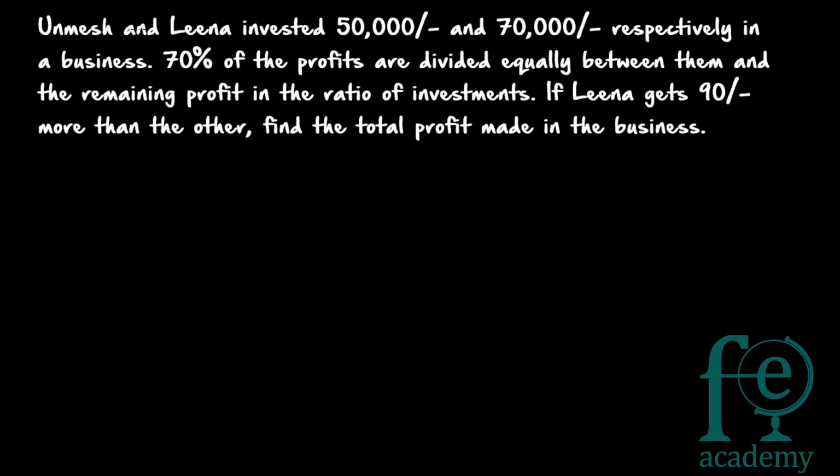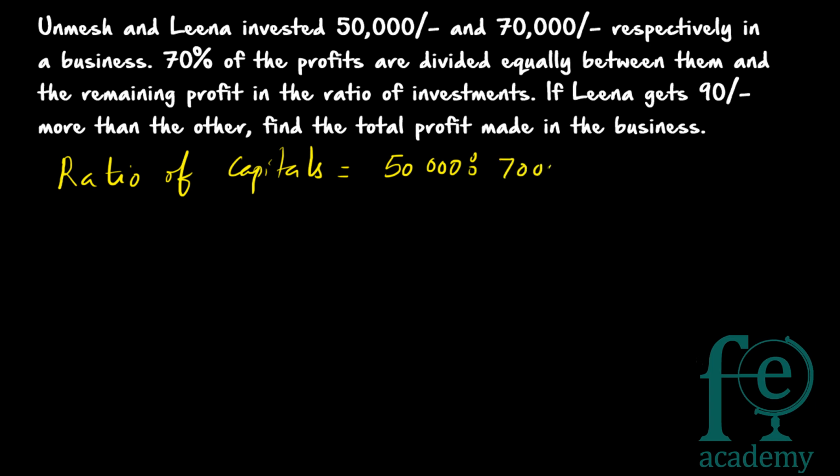So here you have to first find the ratio of capitals. The ratio of capitals is what we use in the formula. So the ratio of capitals is equal to 50,000 is to 70,000, which gives you 5 is to 7. So 5 is to 7 is the ratio of capitals. So what is your formula? Let X be the total profit. So finally you can write the formula as, what is the difference between Unmesh and Leena's profit? It is 90 rupees. That is also given.